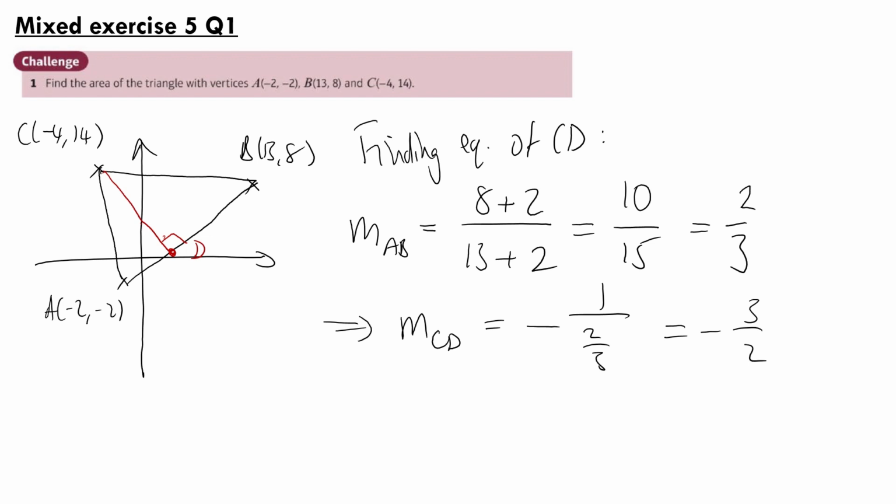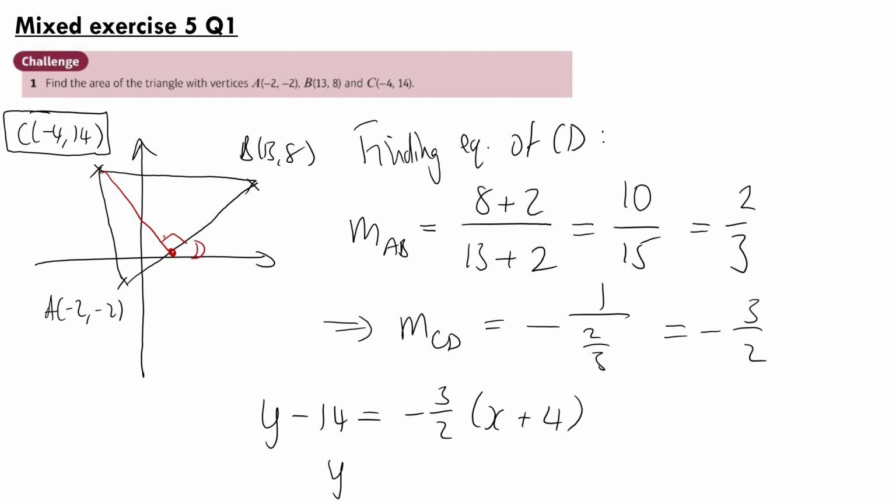Okay. Now we can use the point on the line, (-4, 14), to write the equation of the line CD. So we get y minus y1 is equal to the gradient times x minus x1. So y minus 14 equals -3/2 (x + 4). Expanding and rearranging, we get y equals -3/2 x. Here we have -6 and we're adding 14 to that, so we get +8. And that is the equation for CD.